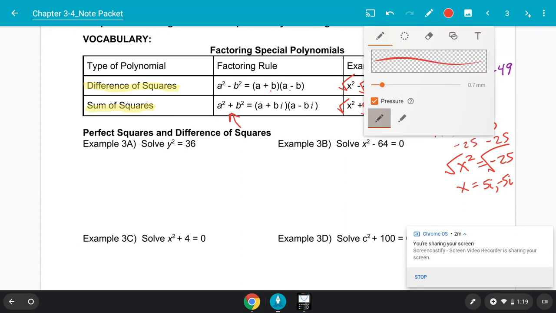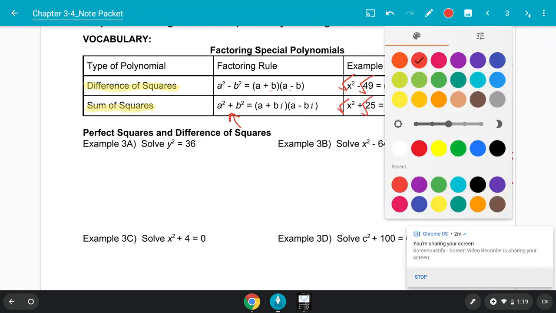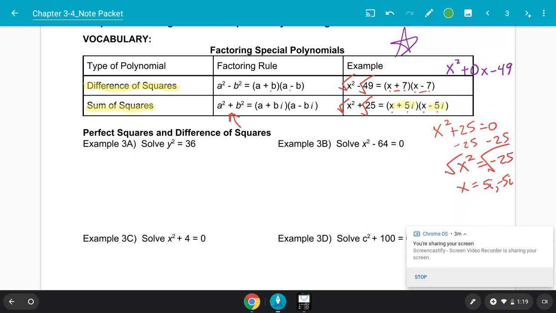But if you want to just memorize the rule, it will be a squared plus b squared, square root this. You get a and bi, and then a plus and a minus in between. So that would be the pattern. That might be something you'd want to put on a study card or something like that.